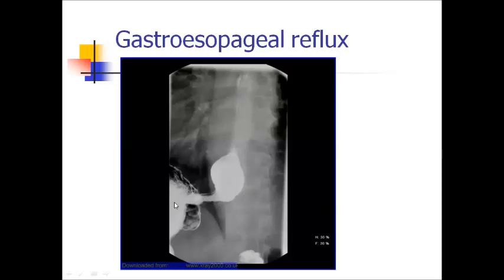It's when barium, which was completely in the stomach cavity, appears again in the lower part of esophagus. Usually it's a sign of gastritis and esophagitis.